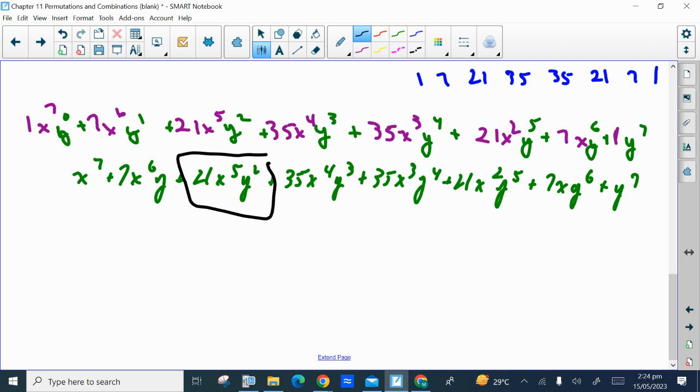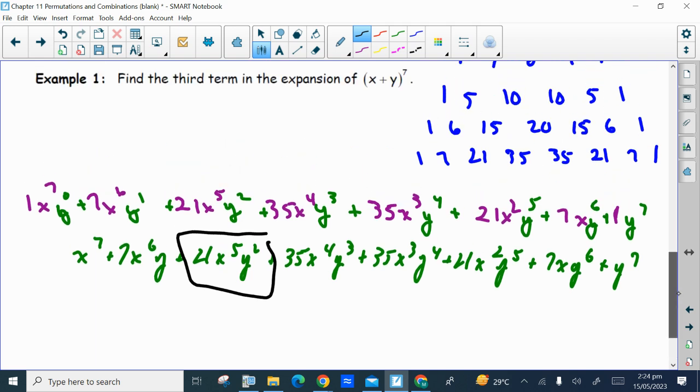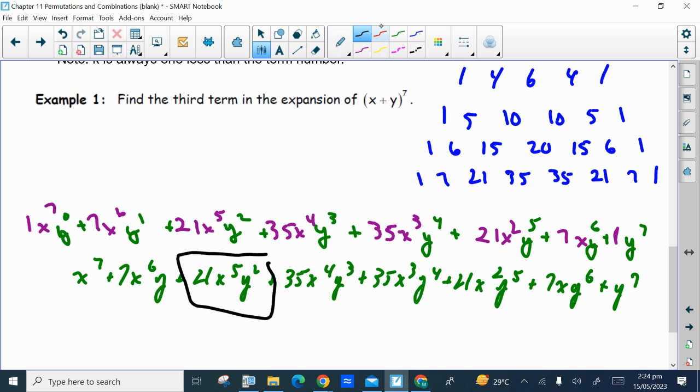That's one way to get it. And you know, technically, you didn't have to keep going after the third. You could have stopped there. You would have had it. So that's one way. The other way is using this general term formula.